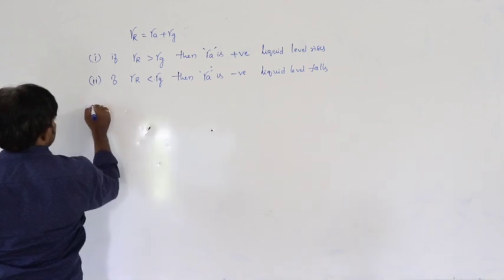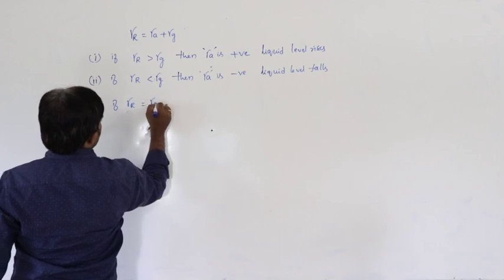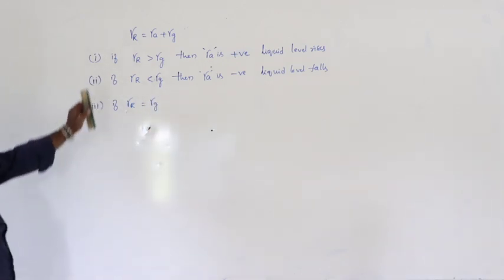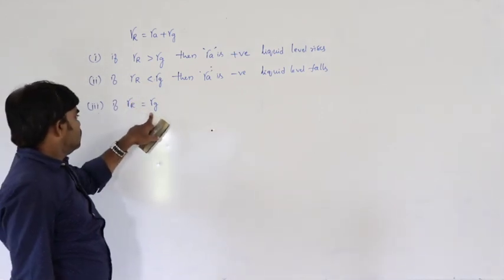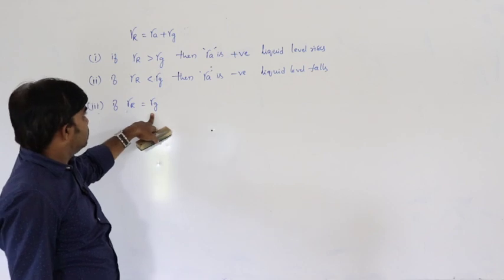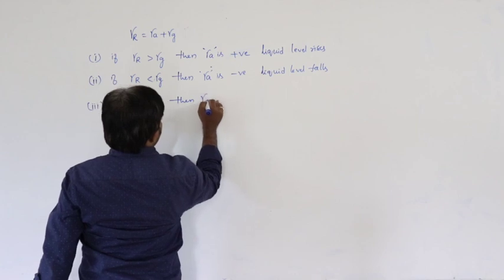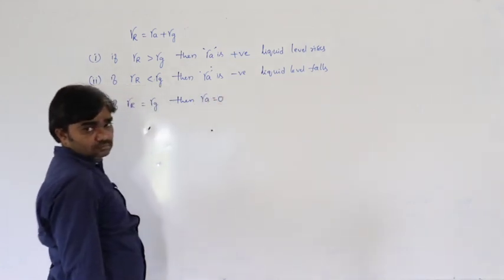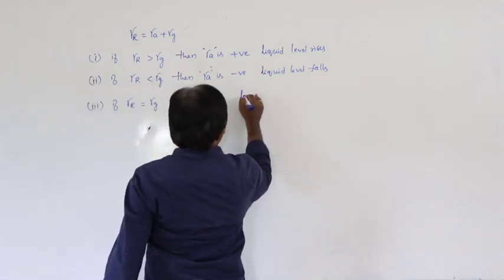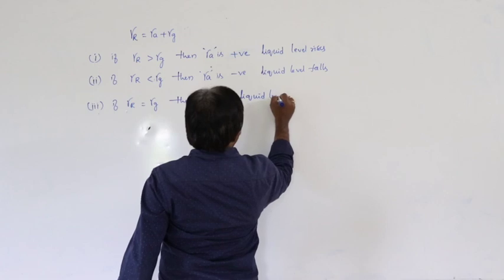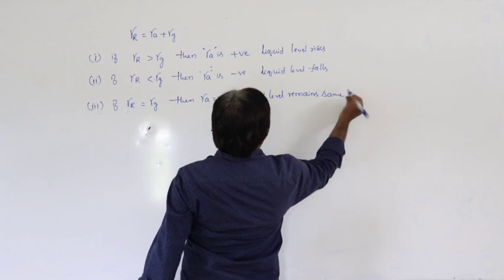Next, third situation, if gamma R is equal to gamma G, the coefficient of real expansion of the liquid is equal to the coefficient of volume expansion of the container. If gamma R equals gamma G, then gamma A is equal to 0. The liquid level remains the same in the container.